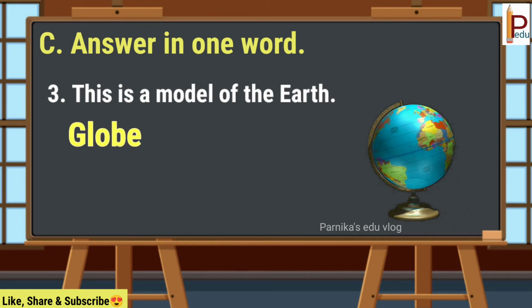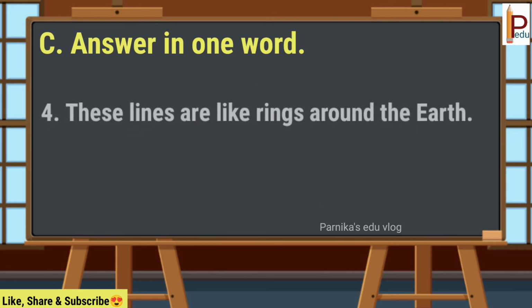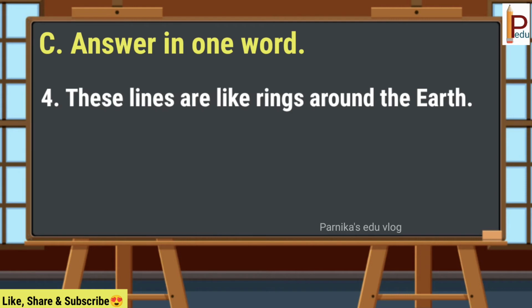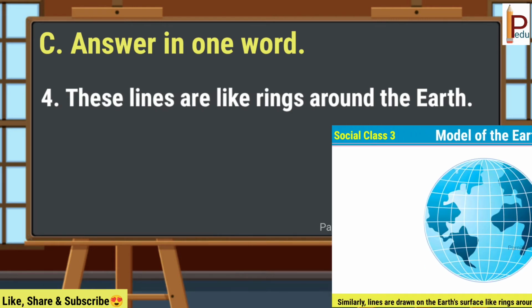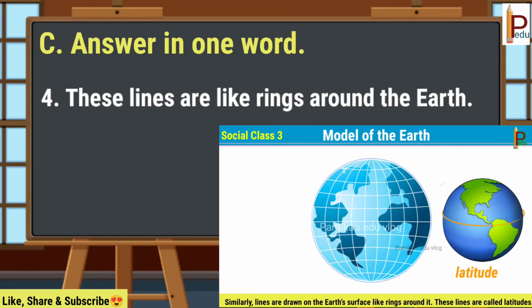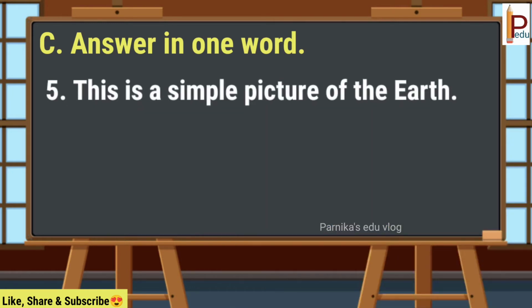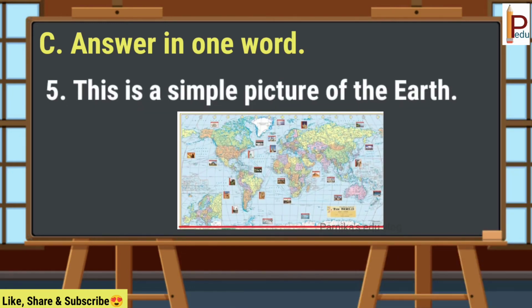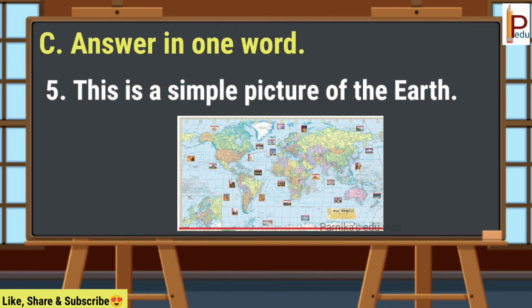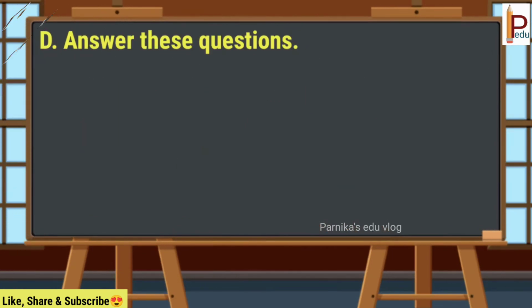Answer is globe. Fourth, these lines are like rings around the earth. Answer is latitudes. Fifth one, this is a simple picture of the earth. Answer is map. Children, answer these questions.